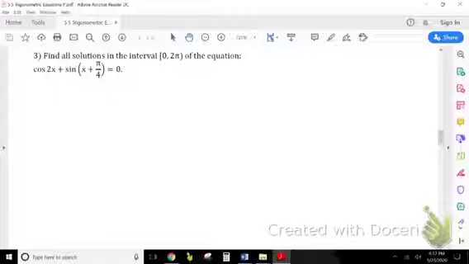5.5 Part 2, Example 3 says to find all solutions in the interval from 0 up to 2 pi of this equation here. So the first thing to notice is this has a sine and a cosine in it. So we've got to find some way to make them both sines or make them both cosines. There are different routes you can go, but they also have different angles, so it's going to make it a little trickier too. Different things you can do, but I'm going to show you what I thought of.